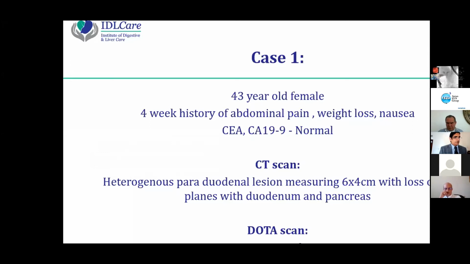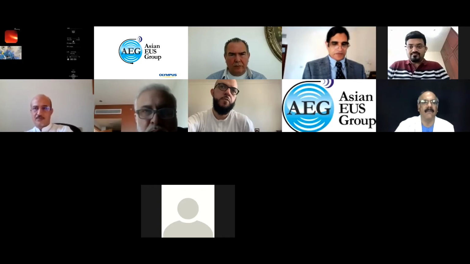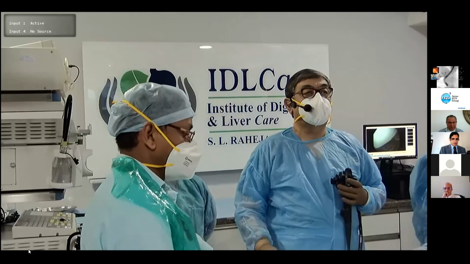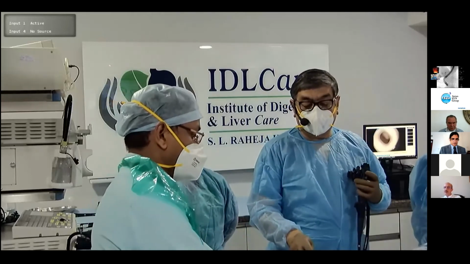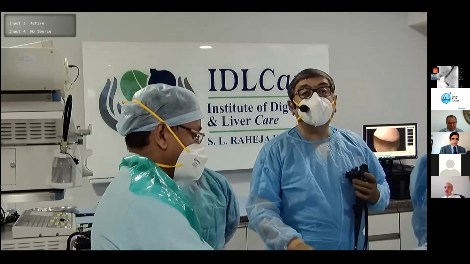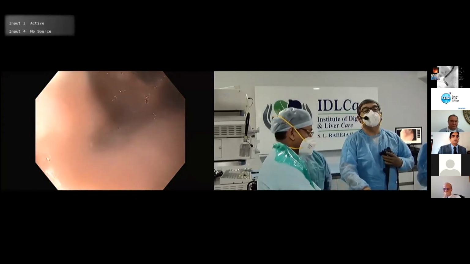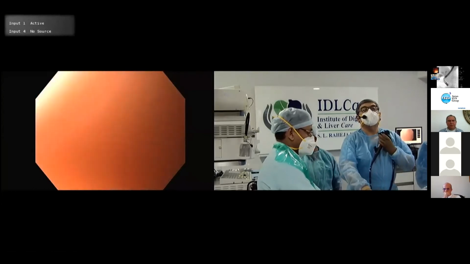Okay. So this patient is a very interesting patient. A short history of weight loss and pain, a paraduodenal peripancreatic mass. But what is not given in this history is that the DOTA scan also showed uptake in the stomach. So what I will do is quickly do a gastroscopy to see what is happening in the stomach before we start with the EUS and biopsy.